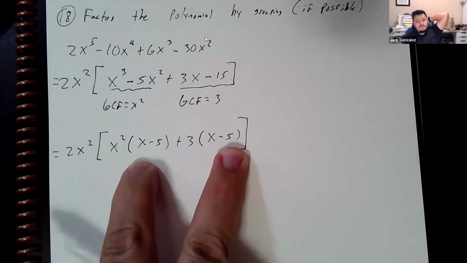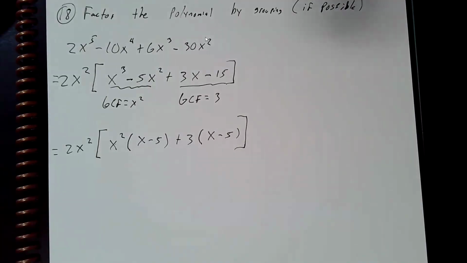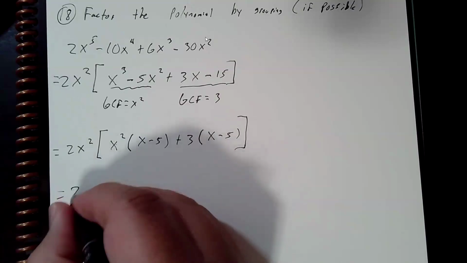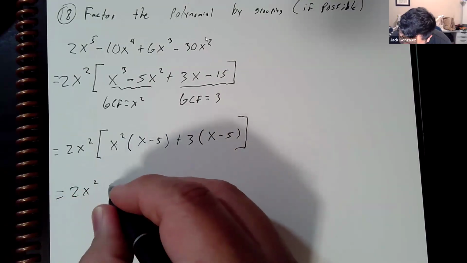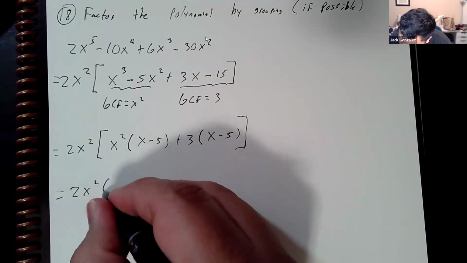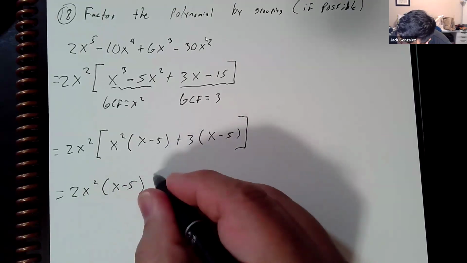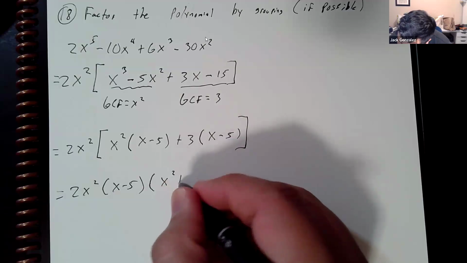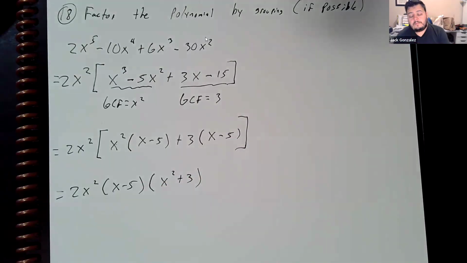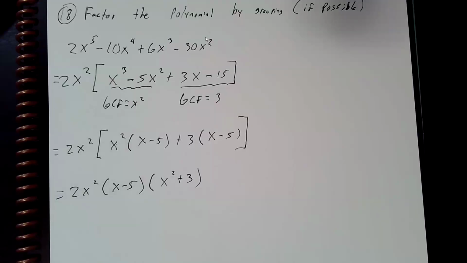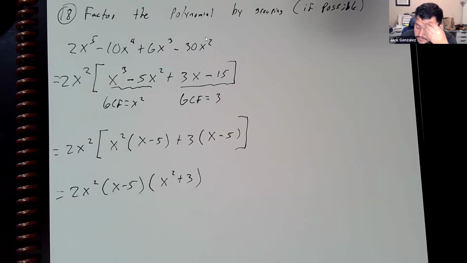They both have a GCF, a common factor. So I pulled out x minus 5 from both. That will leave me with x squared plus 3.